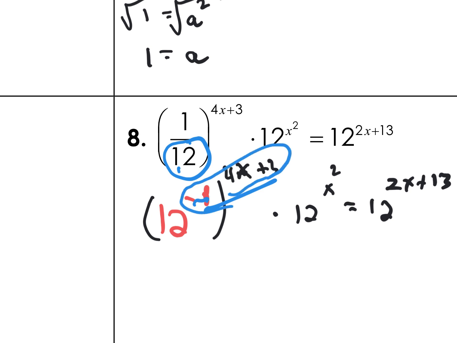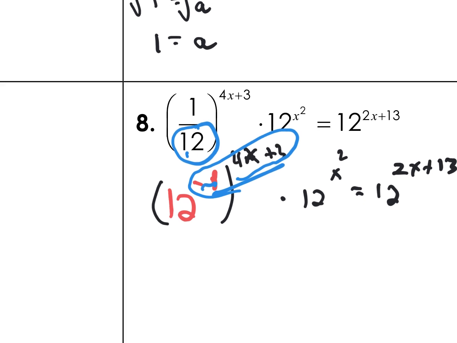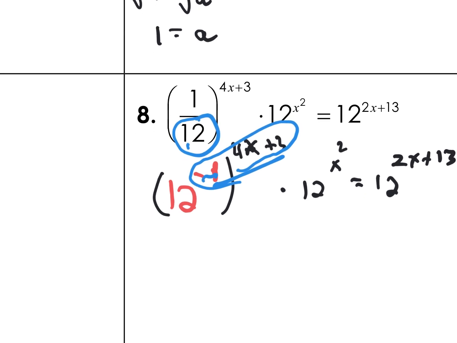I think somebody was looking ahead, though. I just wanted that step. I think somebody was trying to put those 12s together. I'll do that next. So is it true that all of this will be added to this? Is it true, if I'm multiplying like bases, that this power adds up to this power? Yes? But I have to distribute this negative.